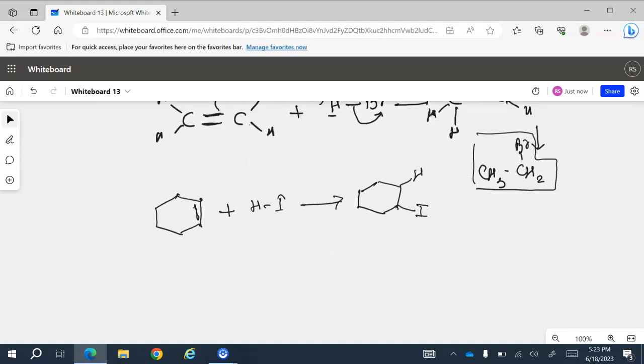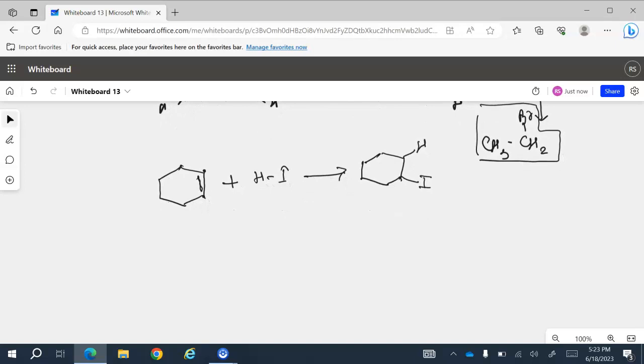But the problem comes when we are adding this hydrogen halide to some unsymmetrical alkene. If it is symmetrical, it does not matter which carbon you add hydrogen and iodine to, it is not an issue there. But if we are using an unsymmetrical alkene, then you have regioselectivity. Regioselectivity, that is what we wanted to discuss, regioselectivity of addition reactions.